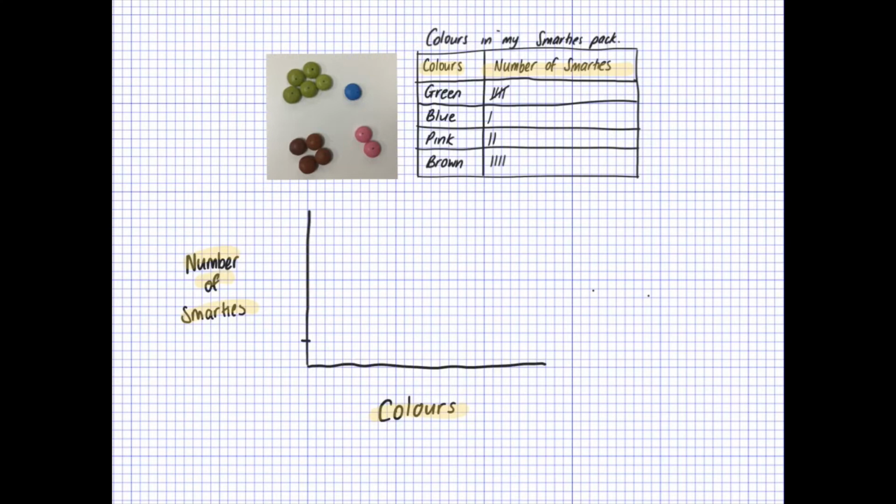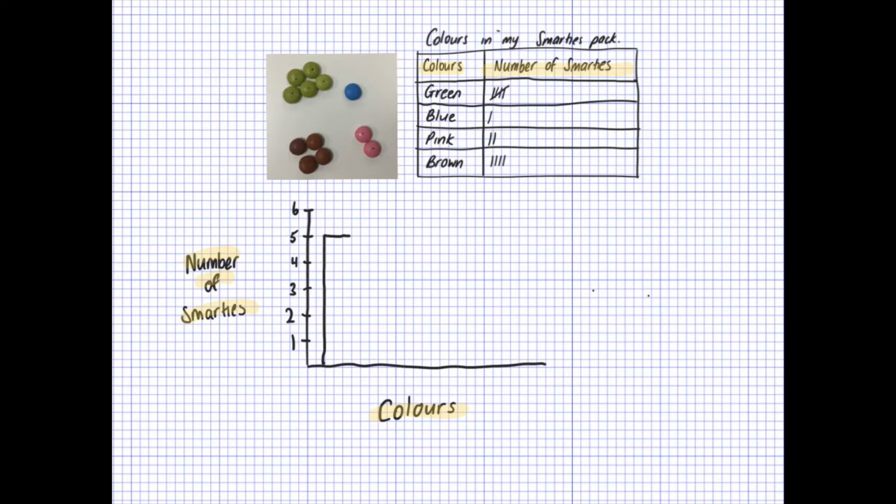So 1, 2, 3, 4, 5. And I might put an extra one in just for a bit of fun. So now I'm going to label those 1, 2, 3, 4, 5, and I'll pop a 6 there as well. Now what I need to do is to pop in my columns. So for the green Smarties, there were 5 of them. So I need to come up to 5 and I'm going to make it 3 columns wide. Doesn't really matter how wide as long as it's consistent.